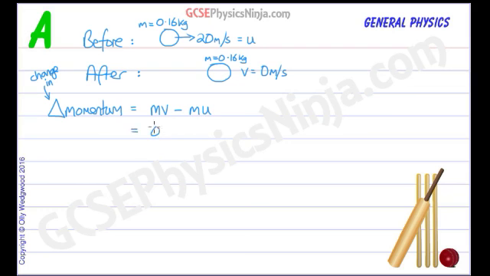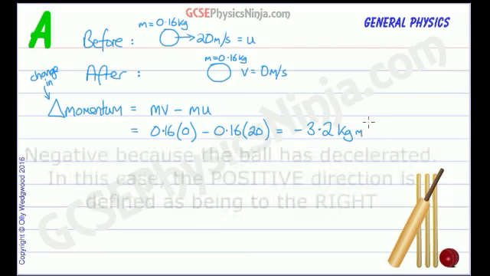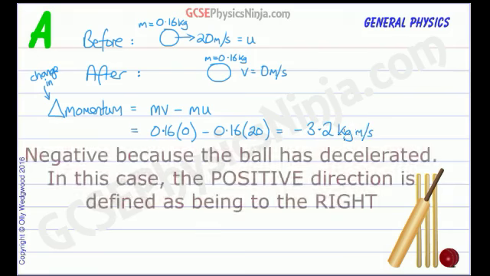So let's put the numbers into that and see what we get out. So we've got 0.16 kilograms, that's the mass, times by v, which is 0, minus 0.16 times by 20 meters per second. And from that, we will get out minus 3.2 kilogram meters per second. So that's the change in momentum.